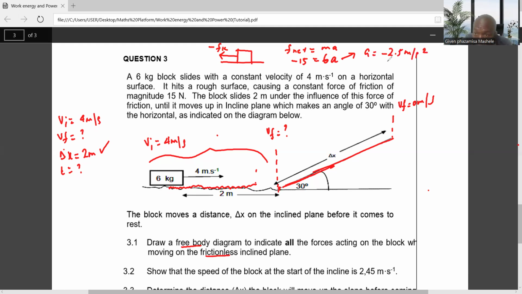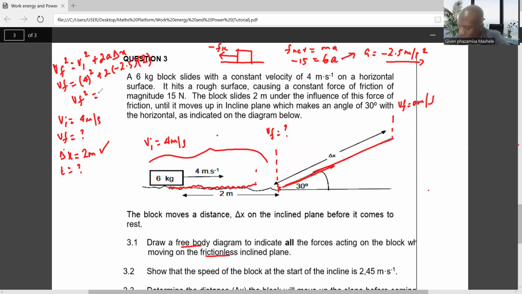So if we know this, then now we can use the equation of motion. We can say Vf squared is Vi squared plus 2a change in x. And we know the Vi is 4. It was moving at the speed of 4. Acceleration is now negative 2.5. We cannot put it as 0 because it's going to change. Displacement is 2. Then we're going to have 4 squared, which will be 16.